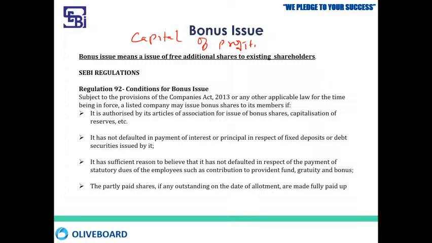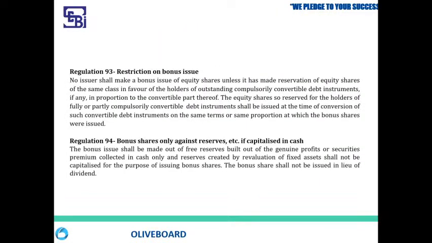The third thing they are saying, this is important: bonus shares can be issued only to fully paid up shares. If the shares are partly paid up, then you cannot do it. So make sure that if there are any partly paid up shares, they are made fully paid up, and then you go ahead for the bonus. You can issue bonus to such shares. So this is regulation 92.